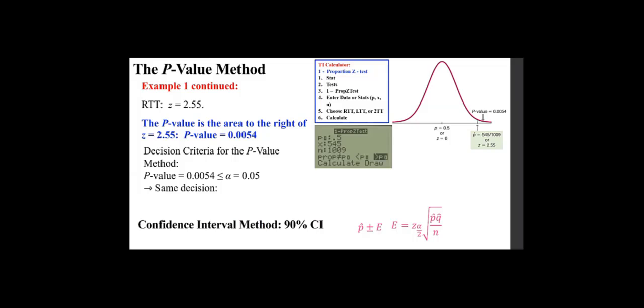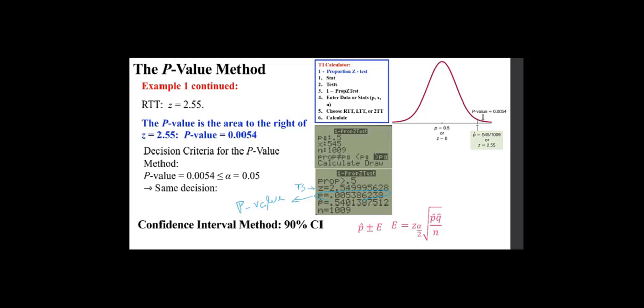So enter 0.5 for p, 545 for x, 1009 for n, and choose greater than. And then the calculation will result in the following. It gives you the test statistic and it gives you the p-value. Most calculation is about the p-value, so it gives you the p-value. Now the p-value is 0.005386238 or 0.0054. If you do the rounding, obviously technology gives you a much better approximation.